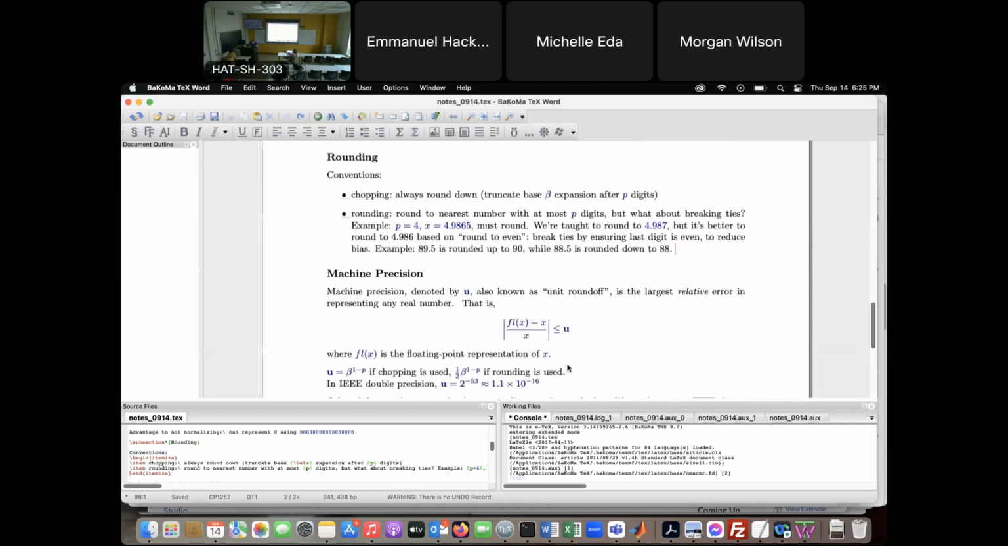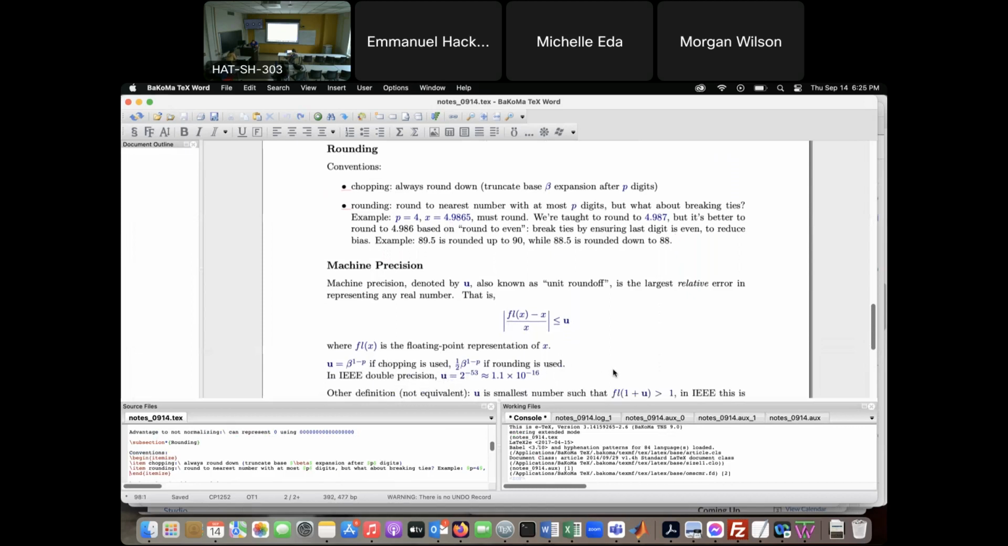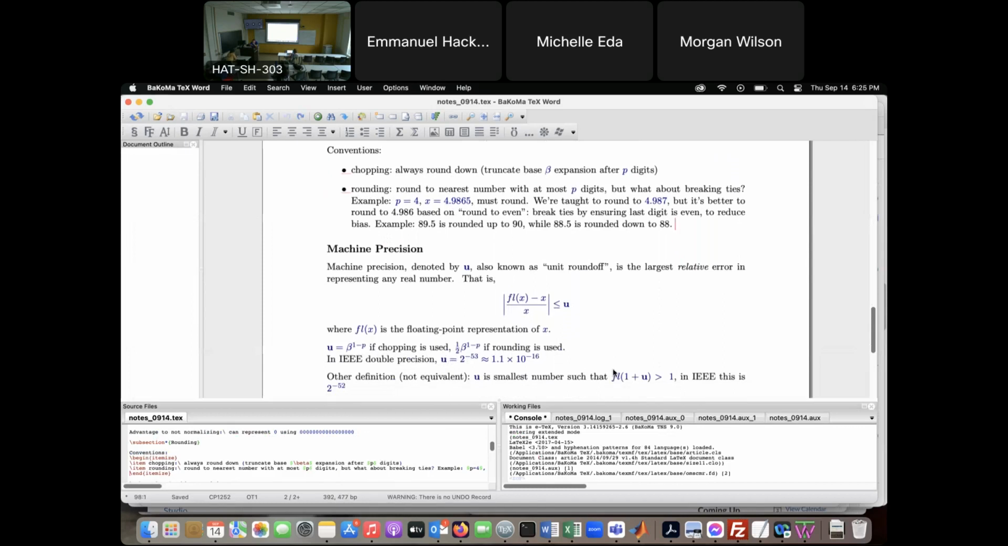So what is unit round off? It depends on how you round. So it's your base to the 1 minus precision if you are chopping. So you're off by a whole digit in your expansion. It's cut in half if rounding is used. So that's a compelling reason to use rounding instead of chopping, even if chopping is easier to implement. So in double precision, it's equal to 2 to the minus 53, which is on the order of 10 to the minus 16. So that's one notion of unit round off.